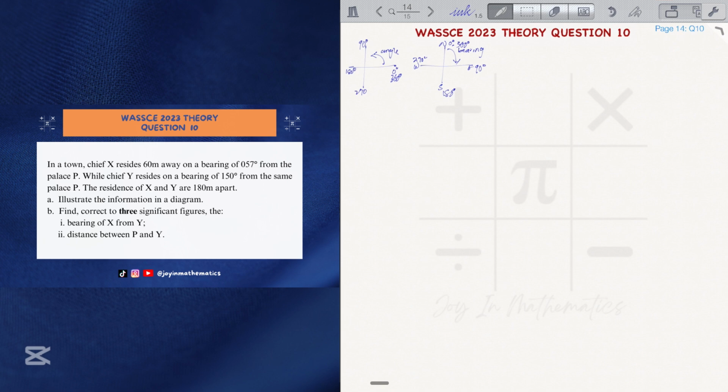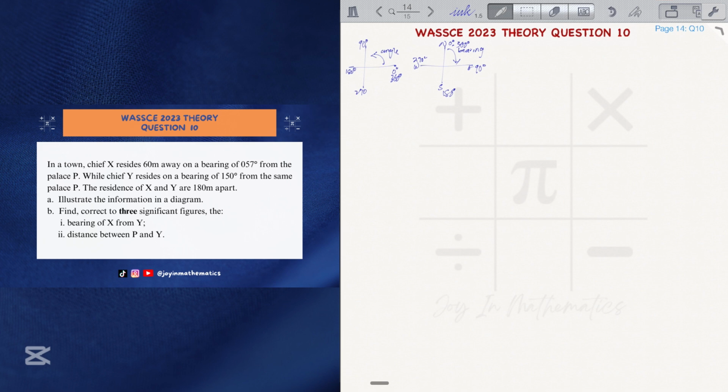The question reads: in a town, Chief X resides 60 meters away on a bearing of 057 degrees from the palace P, while Chief Y resides on a bearing of 150 degrees from the same palace P. The residences of X and Y are 180 meters apart. So the first thing is to illustrate this information in a diagram.